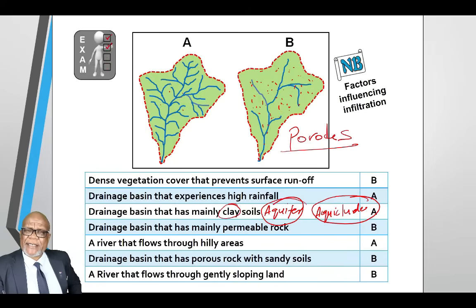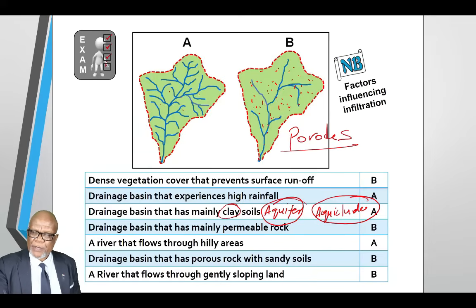But A is less porous. The porosity here is low, and because of low porosity, there's also going to be low permeability. That is why we are going to have more runoff here, because most of the water is going to be found on the surface, but here most of the water is going to infiltrate. Drainage basin that has mainly permeable rock, so we can say B has permeable rock and A has impermeable rock.